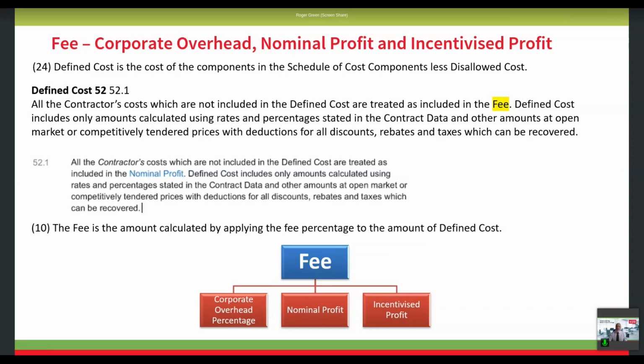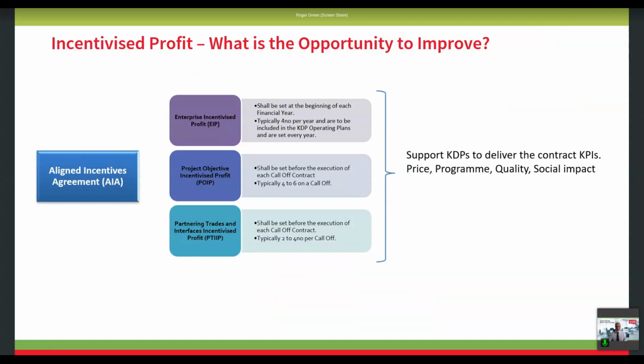So they're now including it as nominal profit, because effectively they've taken the fee, which is the standard that's known under the NEC, and they've split it out into a corporate overhead percentage, a nominal profit, and an incentivized profit. What they'll pay as a standard is the corporate overhead percentage and the nominal profit. The incentivized profit has to come through if you achieve your KPIs.